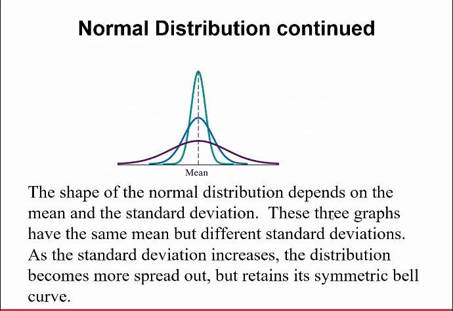The thing about the normal distribution is that I have three different graphs here and they all look like a bell curve. But the shape of the normal distribution depends on the mean and standard deviation. These three graphs have the same mean because they're all centered at the same value, but different standard deviations. As the standard deviation gets larger, the distribution becomes more spread out. So it gets shorter and wider with a larger standard deviation, but it retains its symmetric bell-shaped curve, meaning for each of these, you could cut the curve in half and fold it over on top of each other, and you'd still get the same thing on each side.